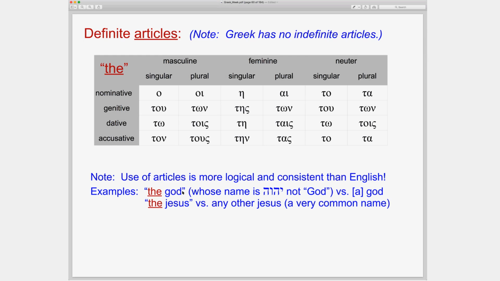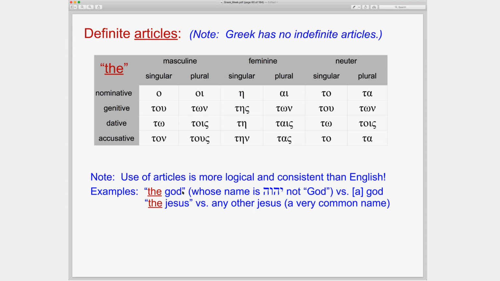Now, the use of articles is actually more logical and consistent than in English. You'll find it, but it's awkward. For example, you're going to be reading Greek text and it'll talk about the God, or the Jesus. So the Jesus said this about the God. Okay, why? That seems awkward. What do you mean, the God? Well, the problem is that in English we have an anomaly. It's logical in the Greek. It is not logical in English.